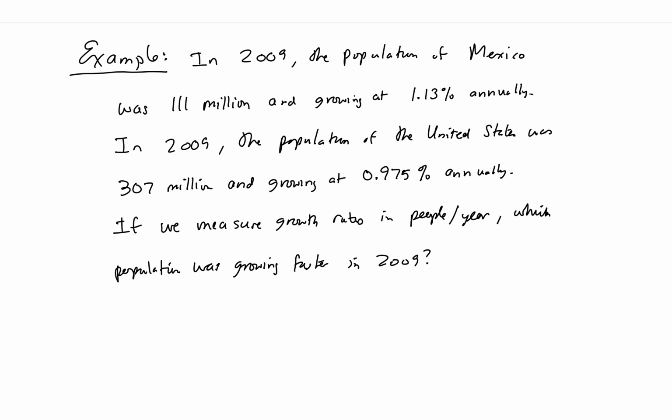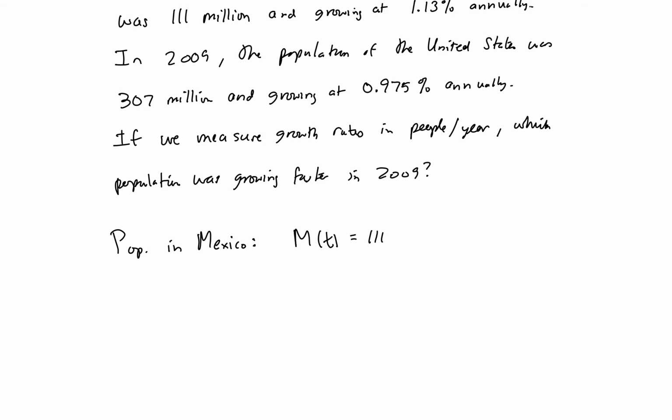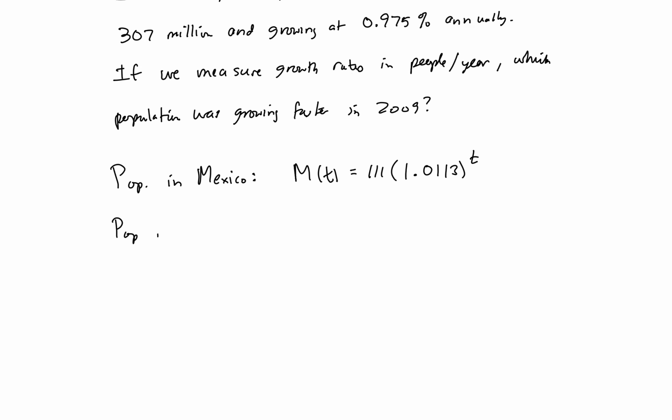So to do this one, the first thing we need to do is come up with equations for each of these. Let's come up with the equation for the population in Mexico first. We'll write this as m of t. So 111 million is our initial population, and it's growing at 1.13%. If you don't remember how to do these equations, you can go back and watch the video on exponential functions for a refresher. And then the population in the United States, let's call this S of t. This is 307, and this is at 1.00975 to the t.